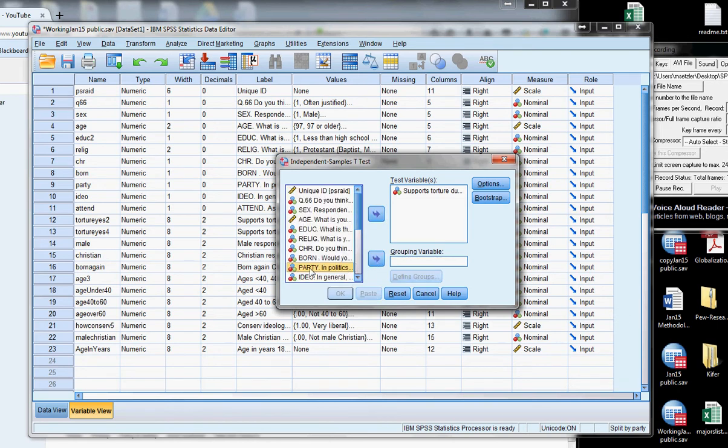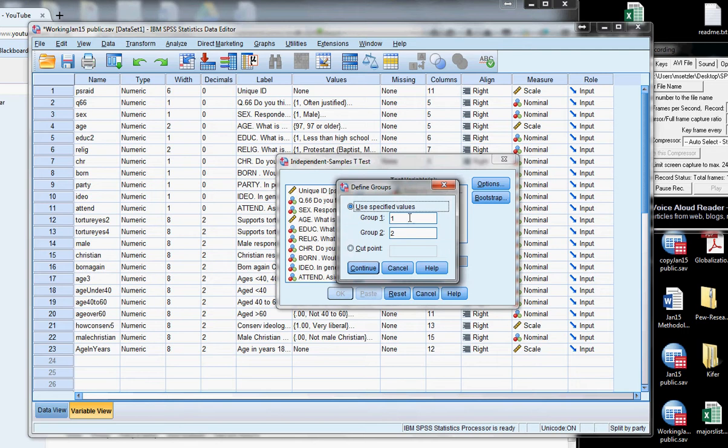I'll put it back in here. In the party variable in the original Pew data set, respondents who were Republican were coded 1, Democrats were coded 2, Independents were coded 3, other were coded 4, and then there was some other category like don't know that was 5. In this particular case, because it's a t-test, we can only compare two means, so we're going to compare Democrats to Republicans. So I put party in as the grouping variable, and now I have to define groups.